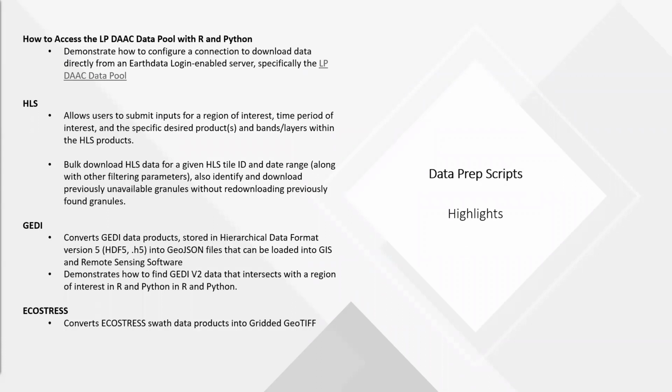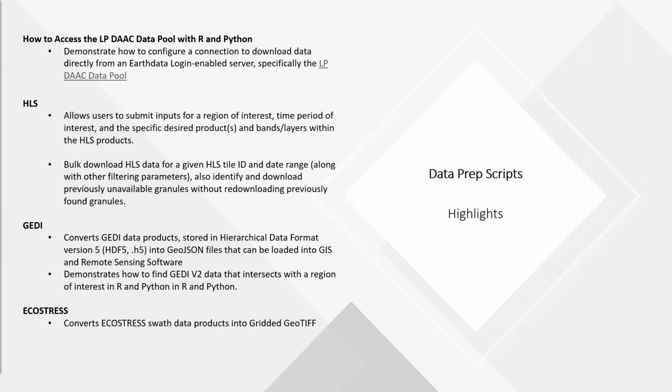You can view the full list of our data prep scripts from the LP DAAC website, but here I will highlight a few of them. If you want to download a large amount of data from LP DAAC Data Pool directly, you will need to navigate through folders, find the data you're looking for, and download them one by one. This could become very time consuming, but using the How to Access LP DAAC Data from Data Pool script, you can get a text file of your granule URLs and simply download all of your granules locally. HLS is one of our first data products distributed directly from the cloud. So we have scripts for subsetting, processing, and exporting HLS data, in addition to a script that allows you to bulk download HLS data.